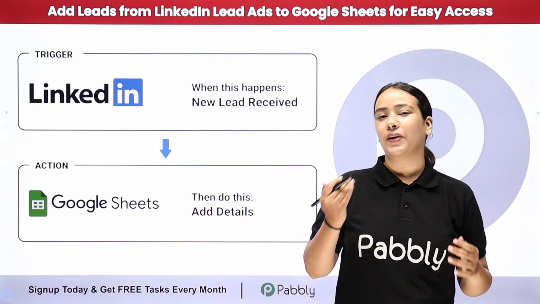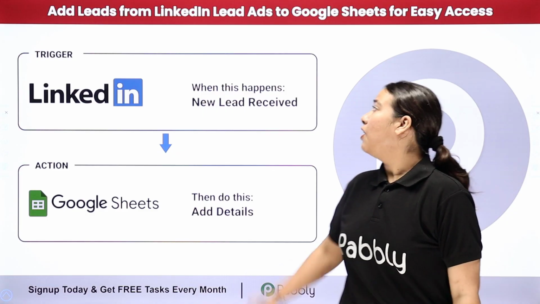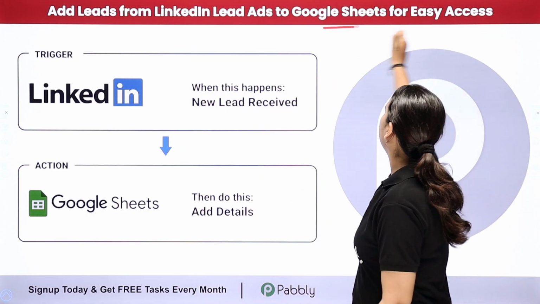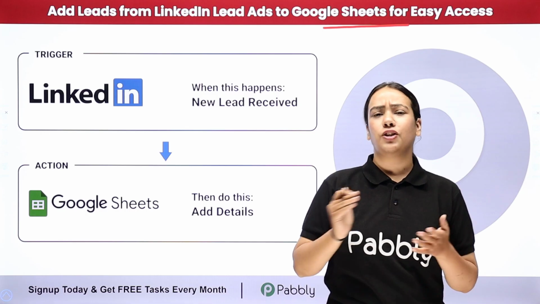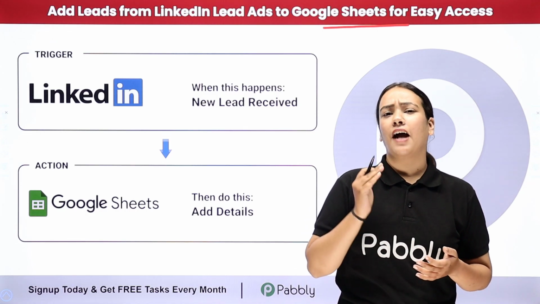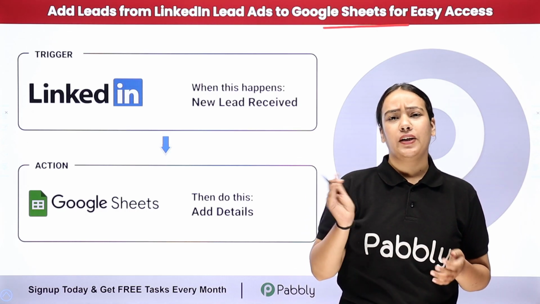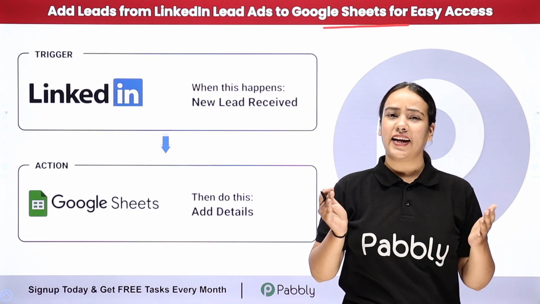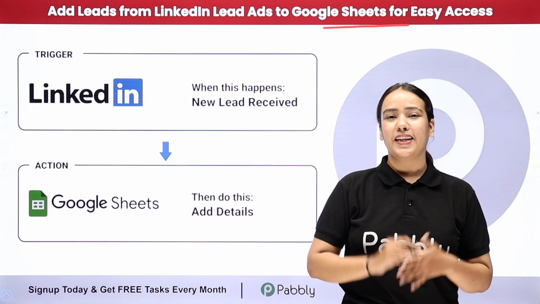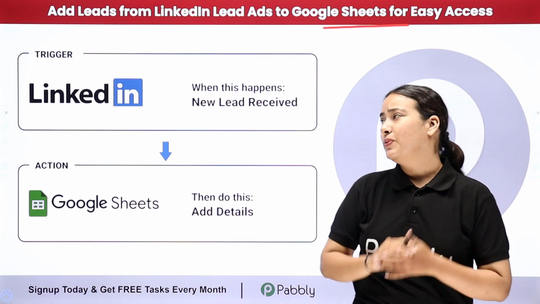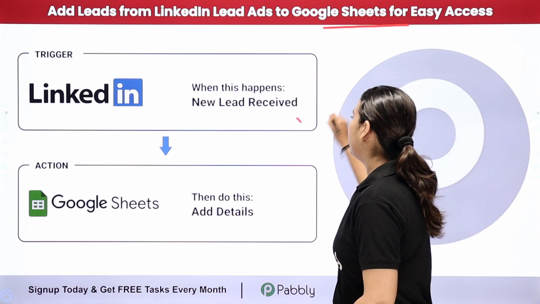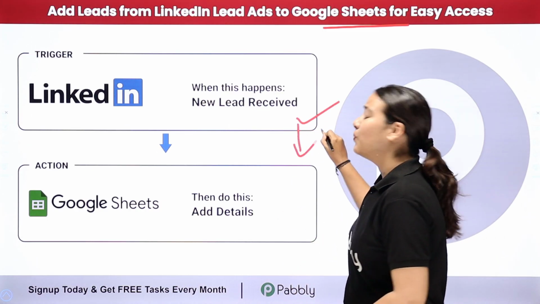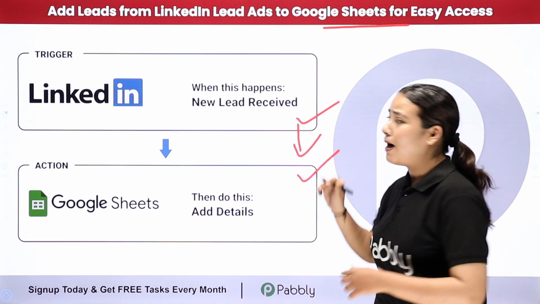In today's video, we are going to learn how to add lead from LinkedIn lead ad to Google Sheet for easy access. Imagine you collect details from LinkedIn and you want to store it on Google Sheet. Doing it manually would be a time-consuming and hectic task. That's where Pabbly Connect makes a huge difference. Now, as soon as a new lead is generated on LinkedIn, it is automatically going to be stored on Google Sheet with the help of Pabbly Connect.